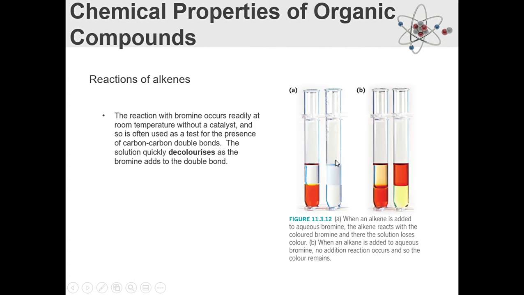So the reaction with bromine occurs readily at room temperature without a catalyst, and it's used to test for carbon-carbon double bonds. It decolorizes as bromine adds to the double bond. So here we've got aqueous bromine and an alkene, and then it just disappears. Likewise, the color disappears here. Oh, that's actually alkane, sorry, my bad.